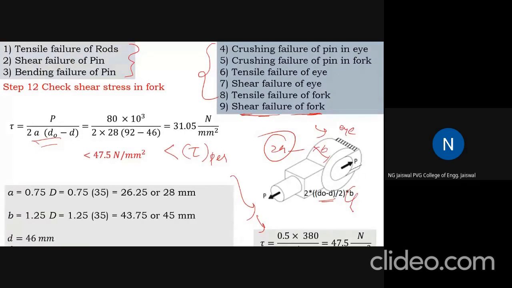It means with this set of dimensions and the loading, the fork will not fail under shear. It means it will not fail this way. This is anticipation, but it will not fail. Okay, so this is the entire approach to solve the problem of the knuckle joint.